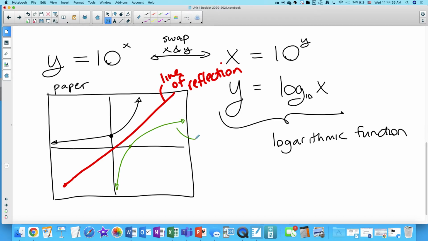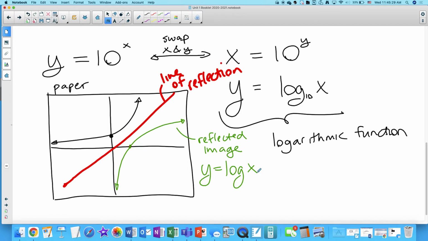This is the reflected image. That's what it looks like, okay? This is the function y equals log x, log base 10 of x. It's a reflection of the exponential function in the line y equals x because we are swapping the two variables.